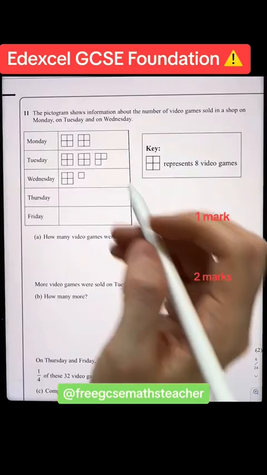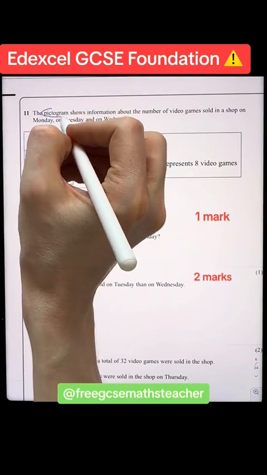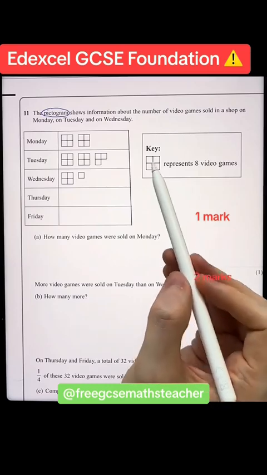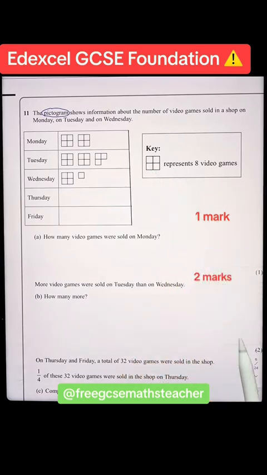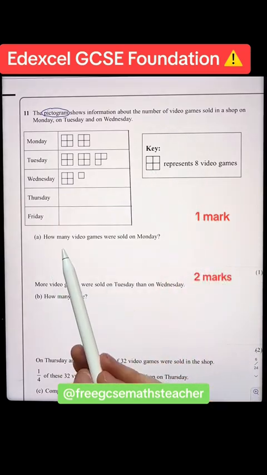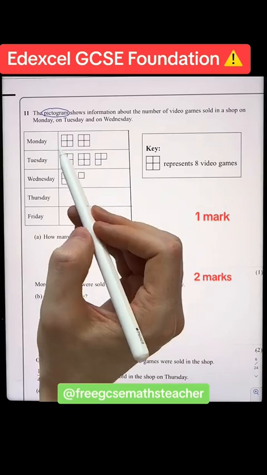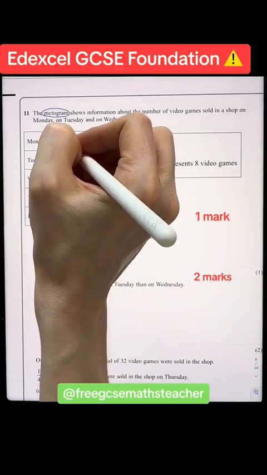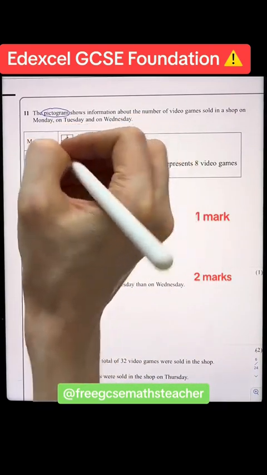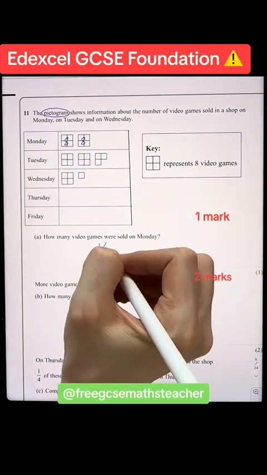Question 11. When dealing with a pictogram, we should always look at the key. Here we see 4 baby squares represents 8 video games. For part A, we want how many video games were sold on Monday. Well, we know 4 baby squares represent 8. So in total, that's 8, plus another 4 squares, that's another 8. Well, 8 add 8 gives us 16.